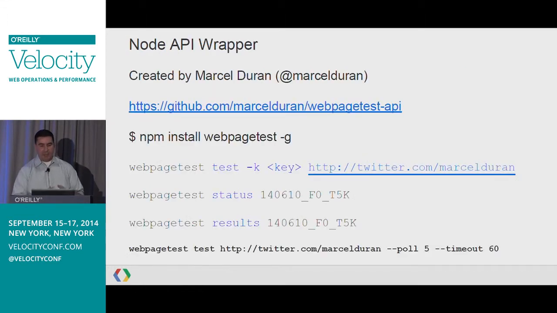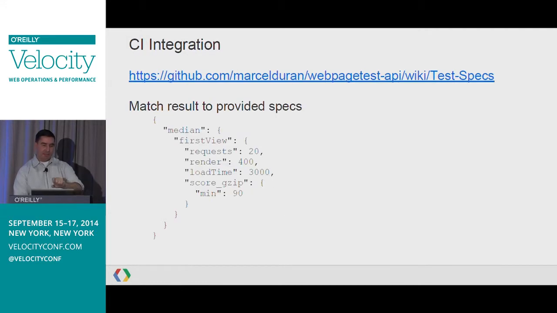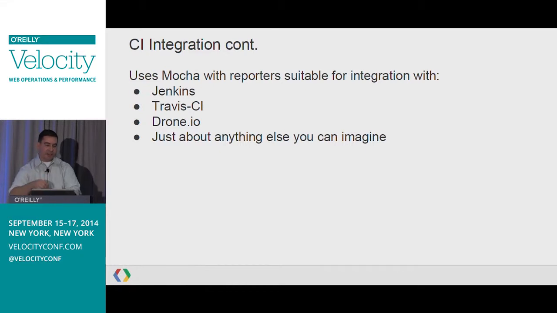There's an API wrapper written for Node that Marcel Durand did. It's on NPM, just npm install webpagetest. And it can both run one-off tests through the command line. It will also do continuous integration with Jenkins, Travis, and a whole bunch of other things. It'll spit out TAP results so that you can make it part of your build process. Yep. And so Marcel's got a whole link to how to do the CI integration. Oh, and Jenkins as well.